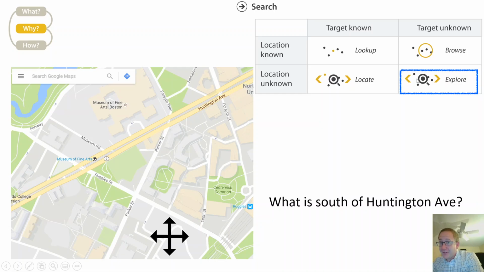That's very different than looking up a particular location. Those unknowns mean you have to have a lot more fluidity in terms of how you look at the space, because you don't know what you're looking for.